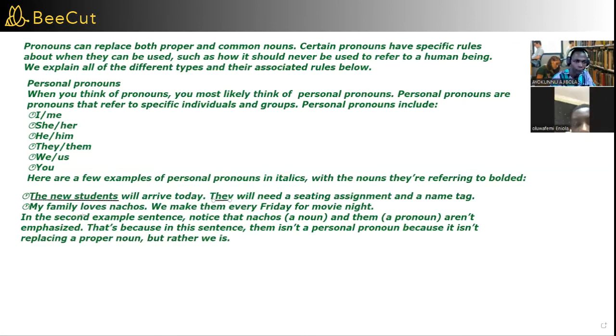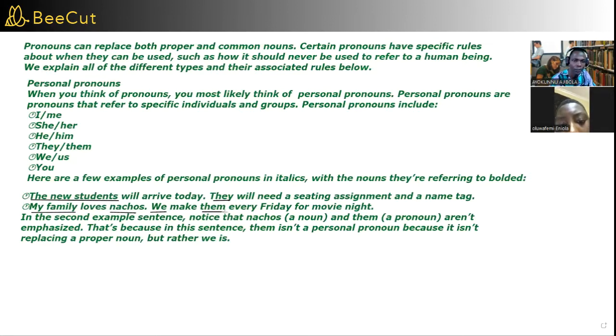Is that taken? Yes, sir. Then the next one: my family loves nachos. We can make them every Friday for movie night. Now, my family, which includes myself, is the noun there. Then nachos is also a noun. Nachos is the name of something that is eaten, the name of a snack. So we is replacing my family.